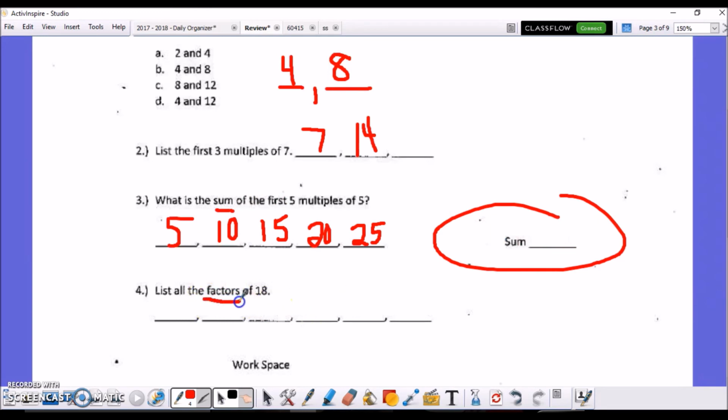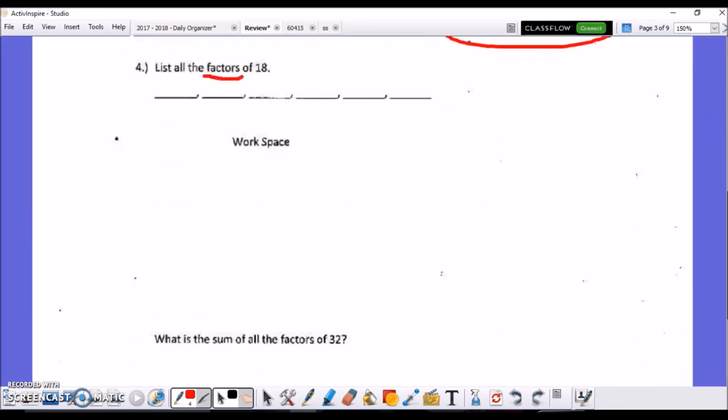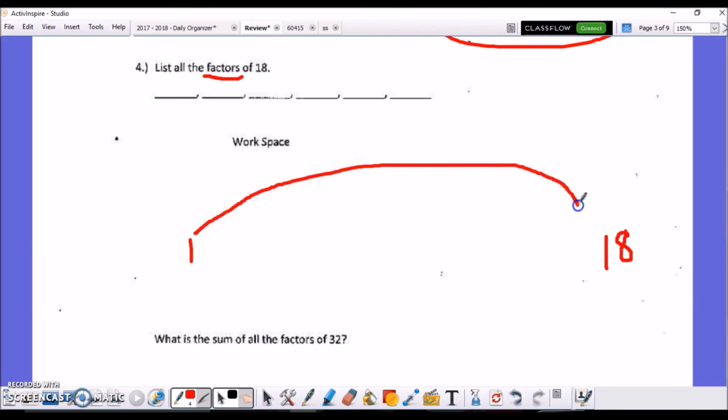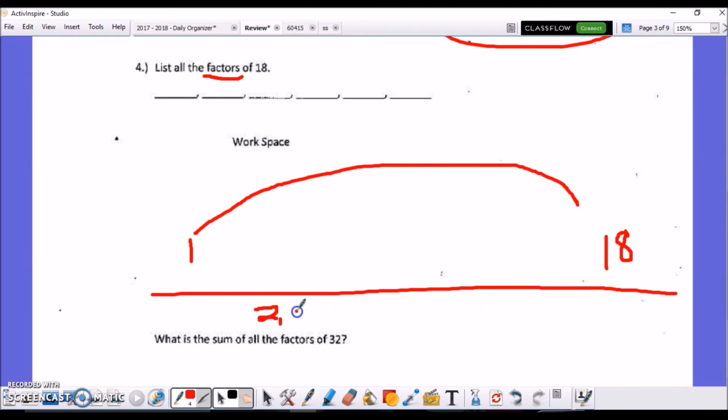This one is a totally different question. List all the factors of 18. See how it's almost tricking you. What do you think you're going to do in the workspace? You're right. Product pot of gold. Factors are my rainbows. So 1 and 18, and then you've got a test for the others: 2, 3, 4, 5, 6, 7, 8, and 9.